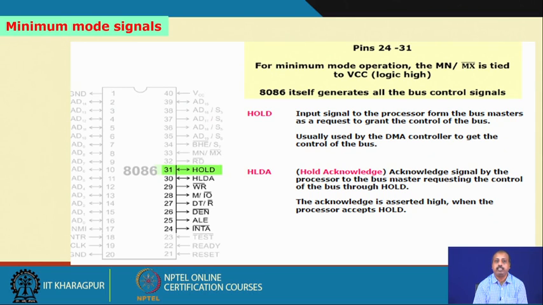When the processor is done releasing the buses, that is, it has released control of the address and data bus, then this hold acknowledge line will be activated. So, the requesting master will know that the buses are now free for its use, since the 8086 processor has released the bus. So, hold acknowledge is an acknowledge signal by the processor to the bus master requesting control of the bus through the hold pin. It is asserted high when the processor accepts hold. Accepting hold means it has released the address and data bus controls.